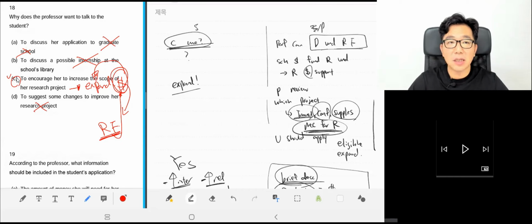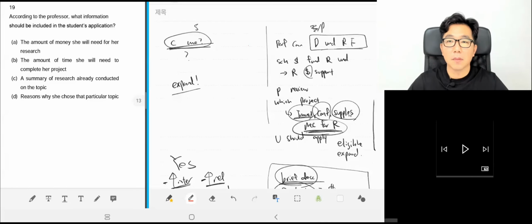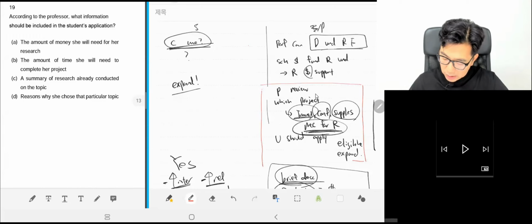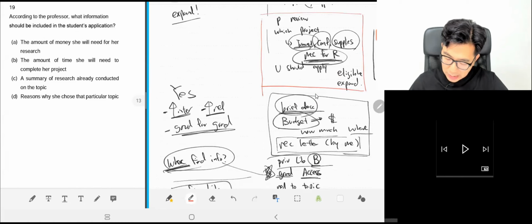Question 18, C. Okay, question 19. According to the professor, what information should be included in the student's application? So this is how the school picks the right candidate. And she asks how to apply.